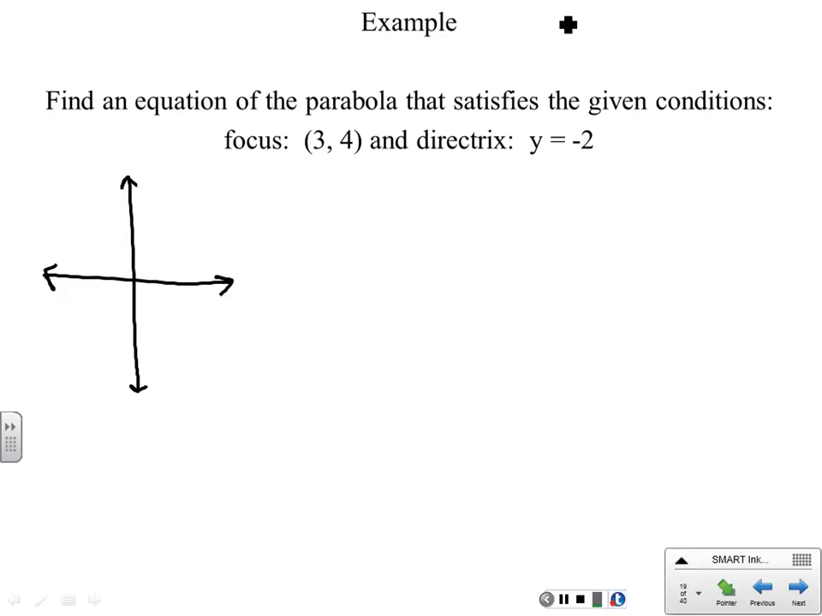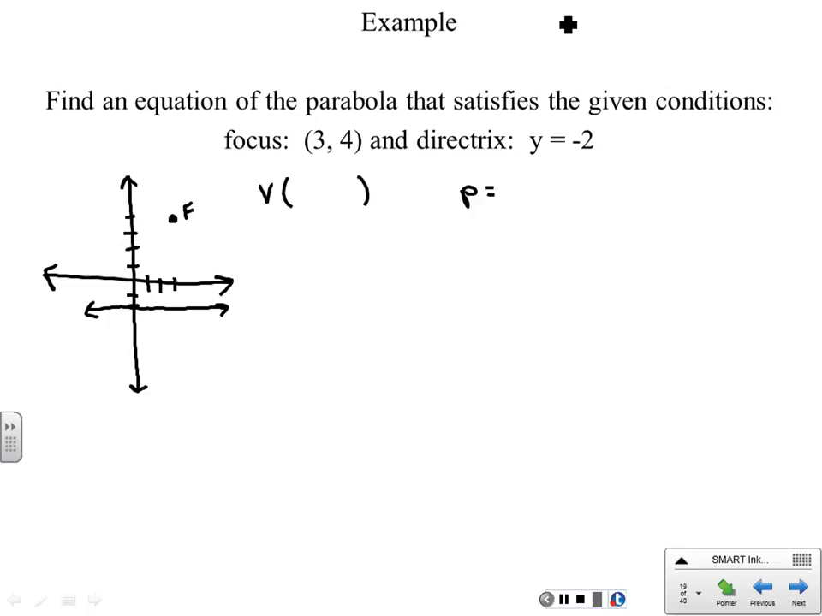Okay, the focus is 3, 4. So this is the focus. Label things so you know what they are. Your directrix is y equals negative 2. Make sure you graph it correctly. If it was y equals, it's got to go through the y-axis. If you see y, it's got to go through the y-axis. So y equals negative 2. Okay. So I don't know the vertex yet.